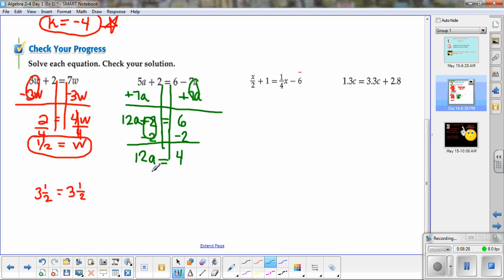Now we want to divide both sides by 12 to get 1a instead of 12a. So we're going to undo the multiplication by dividing both sides by 12. 12 divided by 12 is 1. 1 times a is just a. And then 4/12, we can just simplify that to being 1/3. Now, if you wanted to check that, you would plug it into both sides and see that you get two things that are equal.